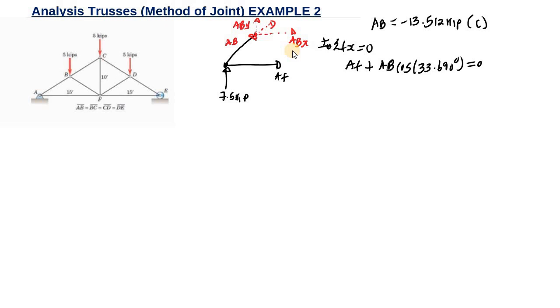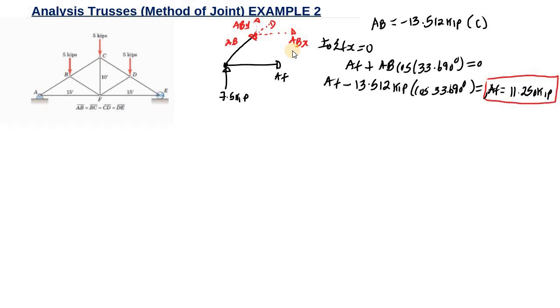All you need to do is calculate for AF, and we know that AB is negative 13.512 kip. So this is going to be AF minus 13.512 kip, multiplied by cosine of 33.690 degrees. If you calculate for AF, you are going to get AF is equal to 11.250 kip. As you can see, this is a positive value, meaning this is going to be in tension. So AF is 11.25 kip, and this is in tension.